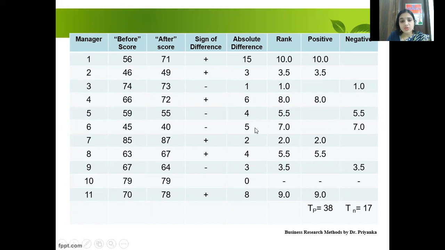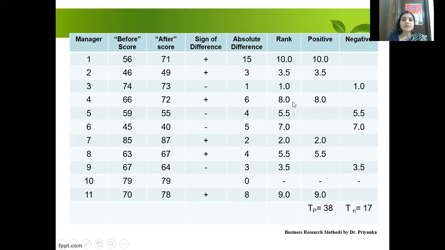Then 5, there is only one absolute difference of 5. Then it is 7th rank. Then 6, only one, that means 8th rank. Then after that it is 8, that means ninth rank. Then is there any value 9, 10, 11, 12? No, no, no. Then there is an absolute difference value of 15, that means 10th rank.